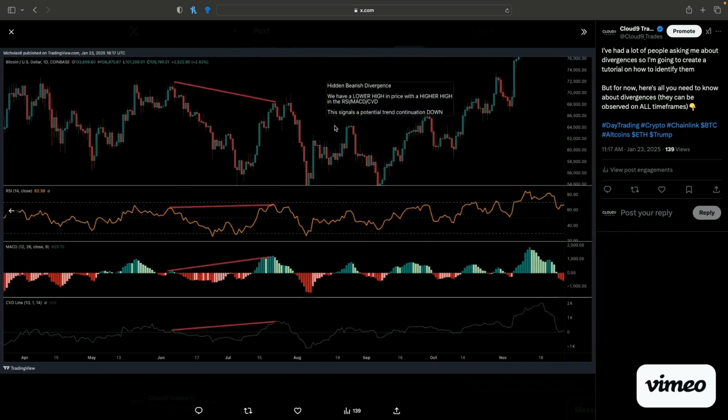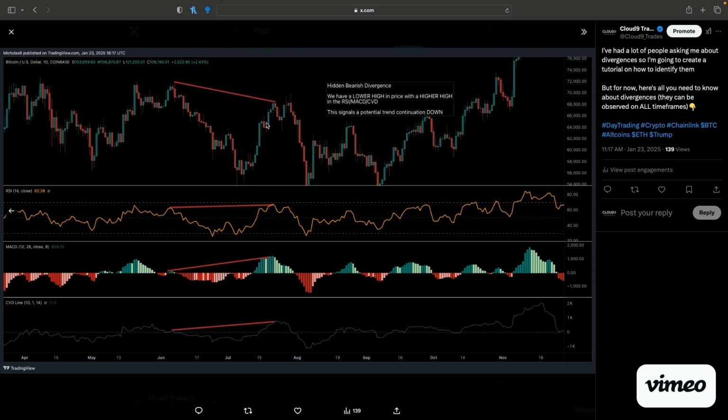And finally, we have a hidden bearish divergence. This is where we have a lower high in price with a higher high in the oscillators. And what this means is that buying pressure is actually greater at this lower high, but we're still holding price below this initial high before. And that is bearish, and that signals a potential trend continuation down.